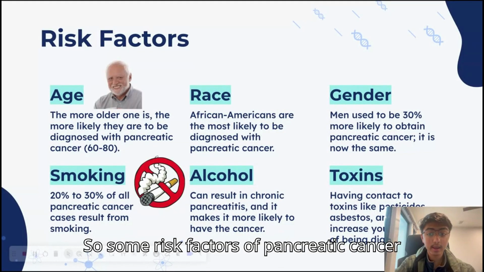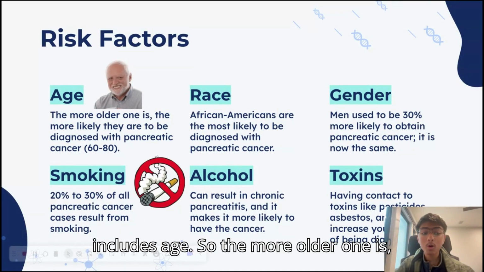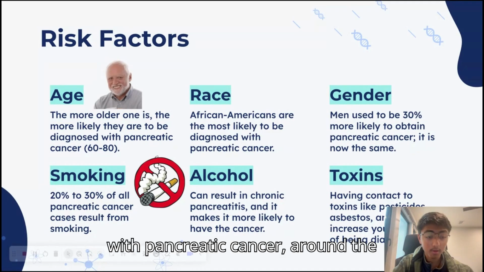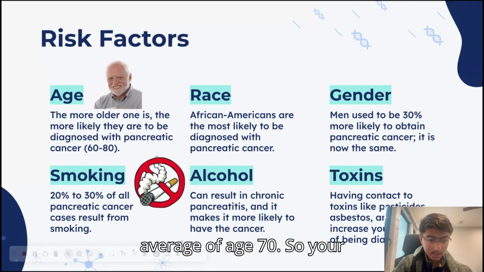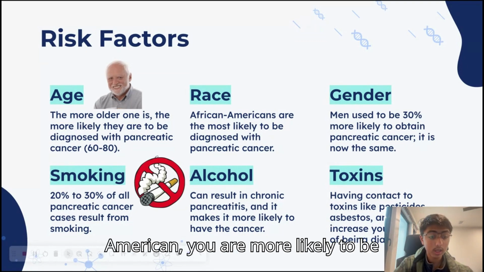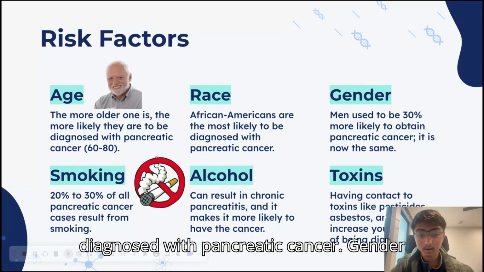So some risk factors of pancreatic cancer include age. The older one is, the more likely they are to be diagnosed with pancreatic cancer, around the average age of 70. Your race also matters, as if you are African American, you are more likely to be diagnosed with pancreatic cancer.